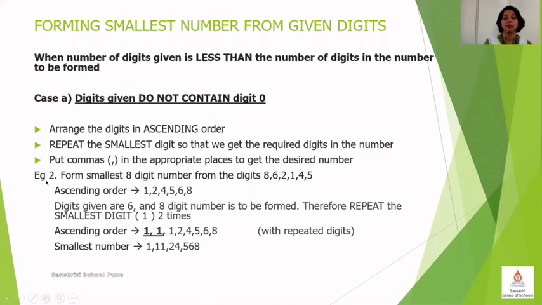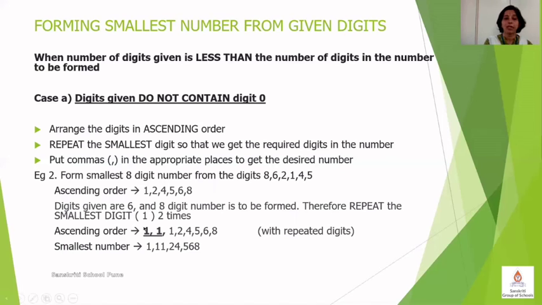Now in example 2, we have to form the smallest 8-digit number. The digits given are again only 6. So from 6 digits, we are going to form an 8-digit number. The first step remains the same. You arrange them in ascending order. So this is our ascending order. Now the smallest digit is 1. And in this case, we will repeat the digit 1 twice. Why twice? Because from 6 digits, we need to form an 8-digit number.